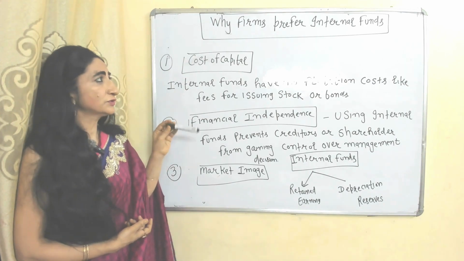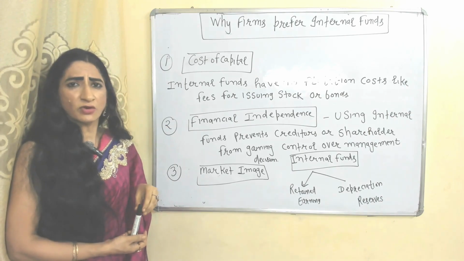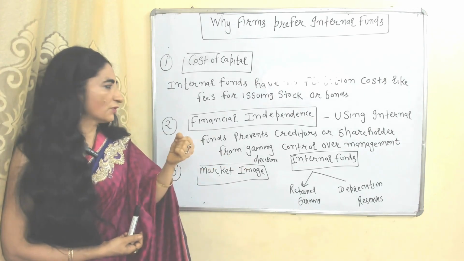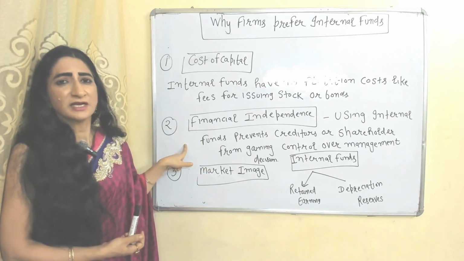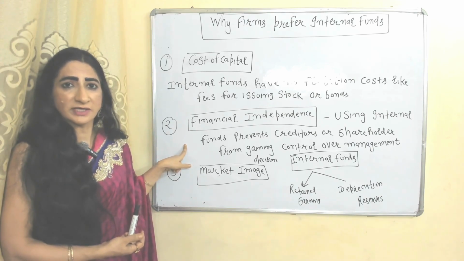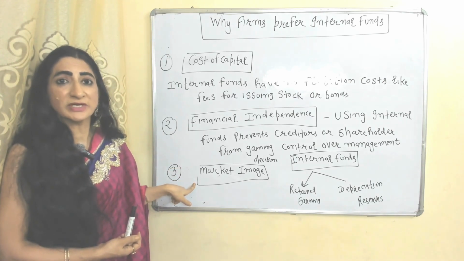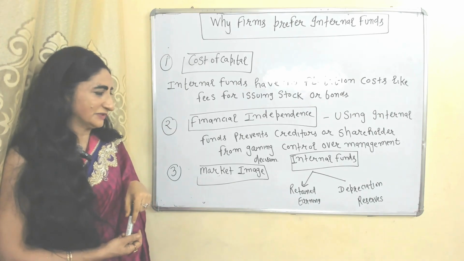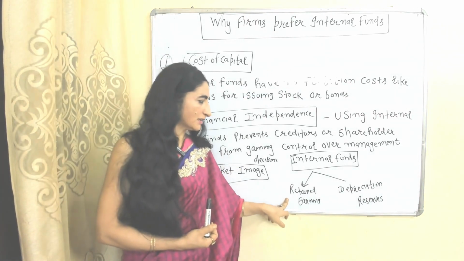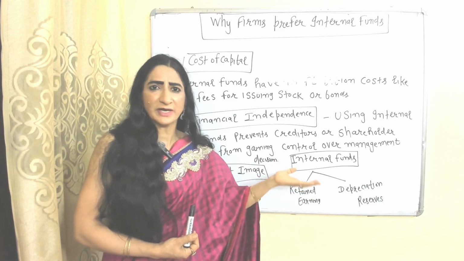Why does a firm prefer to use its internal fund? Cost of capital. Internal fund has no flotation cost, like the cost of fees for issuing shares or bonds. Financial independence. If you are using your own fund, that means creditors and shareholders cannot control your management decisions. Market image. If you are using your internal fund, you have a strong market image. An internal fund, according to this theory, is mainly divided into two parts: retained earnings, and secondly depreciation reserve. That means money that you keep aside for wear and tear purposes.